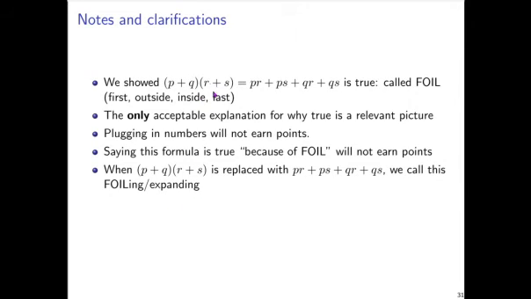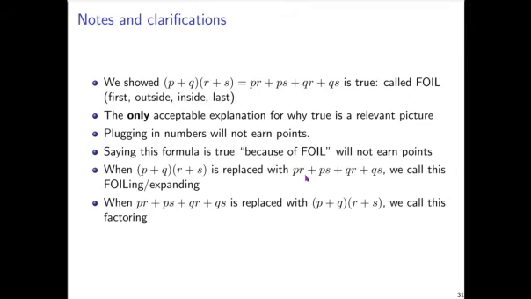Now, just to talk about how this formula applies when something that looks like this with its two sets of parentheses and the plus signs is replaced with this over here, which has three plus signs. We call this foiling, or we call this expanding. When you go in reverse, when something that looks like PR plus PS plus QR plus QS is replaced with something that looks like that, then we call that factoring. So now let's take a step back even further and look at this thing we called the distributive law. We already showed that this was true geometrically. Now we can use it.